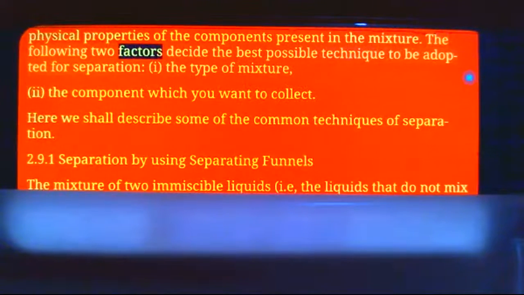The following two factors decide the best possible technique to be adopted for separation: either the type of mixture, or the component which you want to collect. Here we shall describe some of the common techniques of separation.